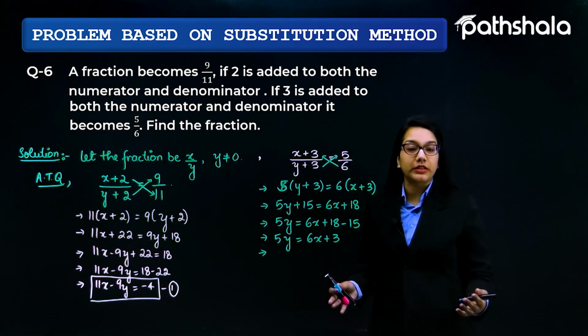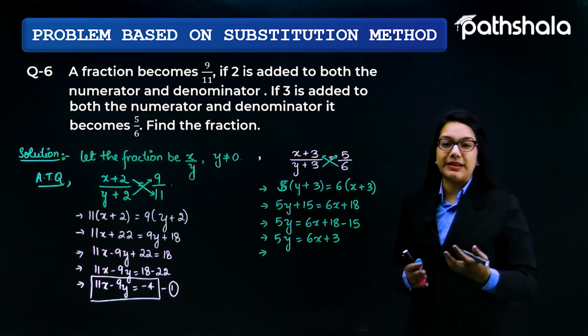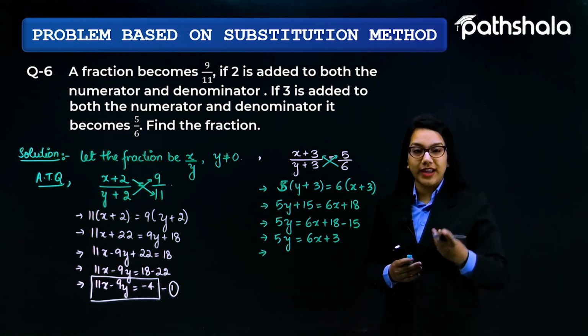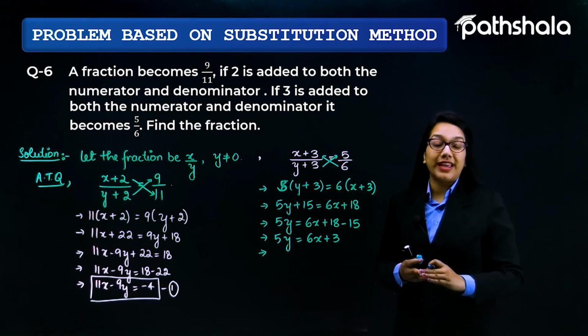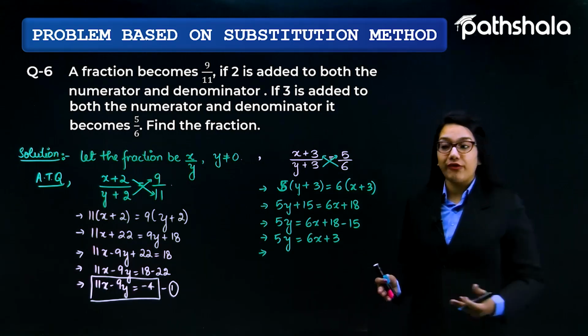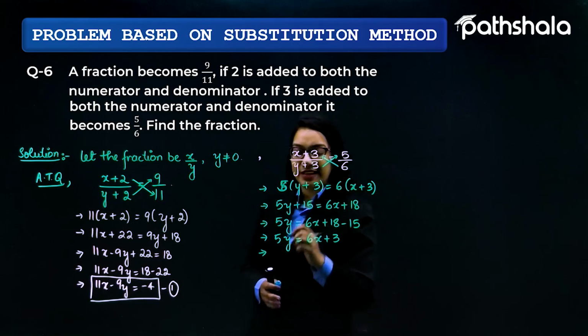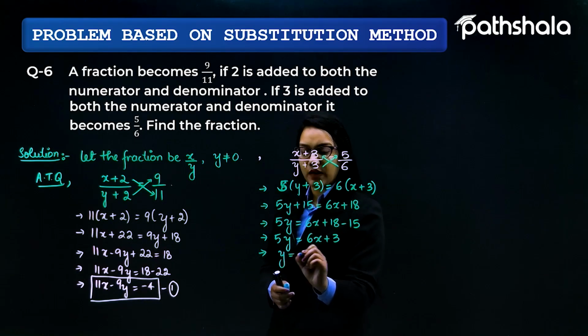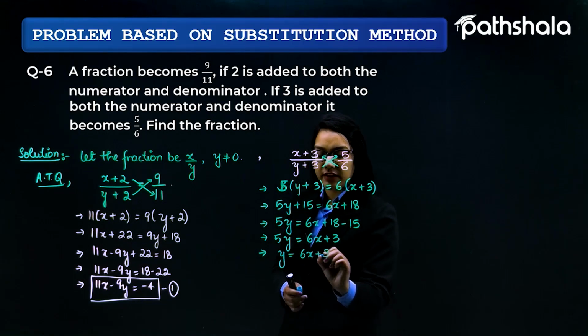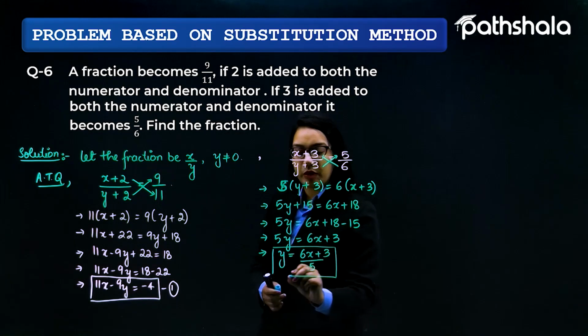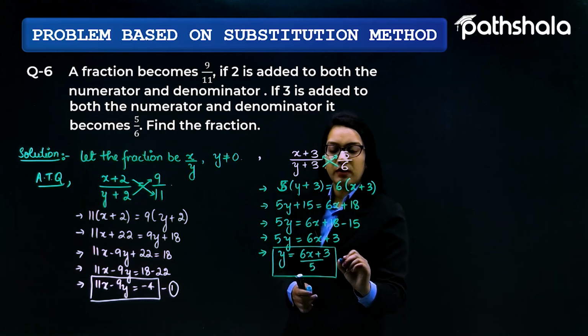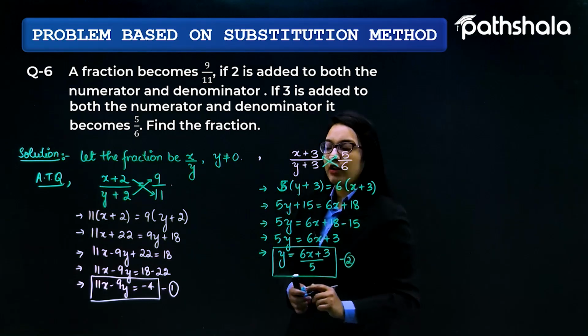using the substitution method. So definitely this would be step number 1, in which we have to express the equation as y in terms of x. So let us suppose I am expressing this as y equals (6x plus 3) divided by 5. Now using this particular value, we will find out the value of x.